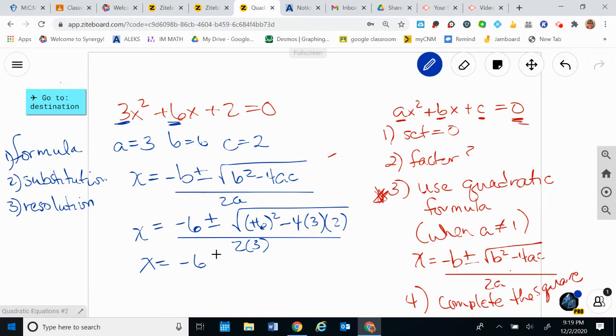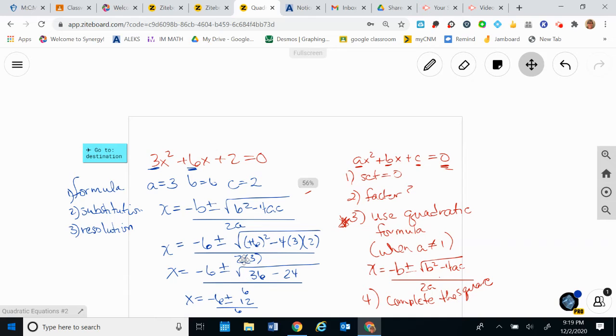X equals negative 6 plus or minus, solve under the square root. 36 minus 4 times 3 is 12. 12 times 2 is 24. Be careful with the signs, guys. Be real careful there. Divided by 6. X is equal to negative 6 plus or minus 36 minus 24 is 12, all over 6. I'm going to have to shrink this down a little and move it up.